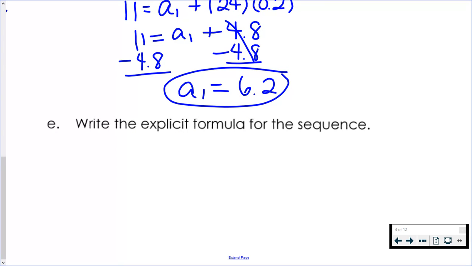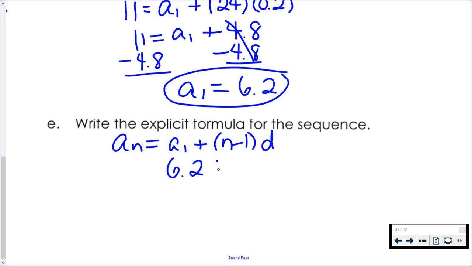The last part of the question is to find the explicit formula. I wrote that earlier. If you're ever going to write your explicit formula, you need two things. So I said earlier, for the recursive formula, you just need the common difference. For the explicit formula, you need the common difference, but you also need the first term. So the first term was 6.2. Common difference was 0.2.